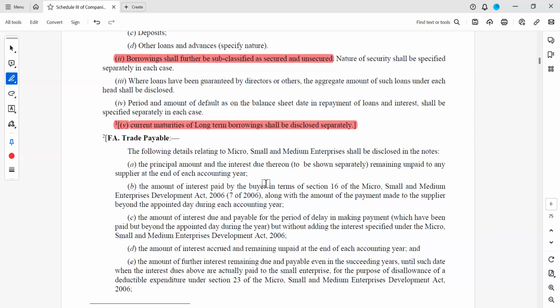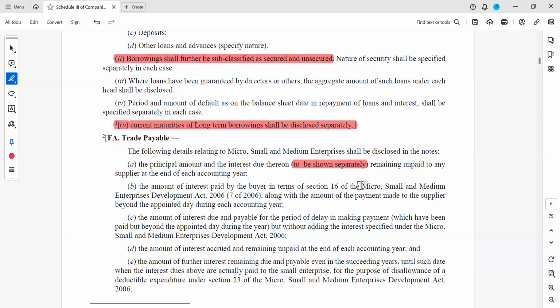There is a 15-day period, then within 30 days from the end of 15 days of the date of invoice, something like that. Totally it is 45 days. So within that due date you have to pay it. If you are not making that payment, then you are supposed to calculate interest and pay interest also to the vendor. So what the schedule says is that the principal amount and the interest due are to be shown separately. This is what the standard says.